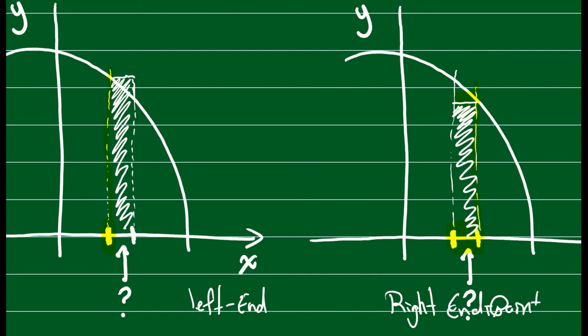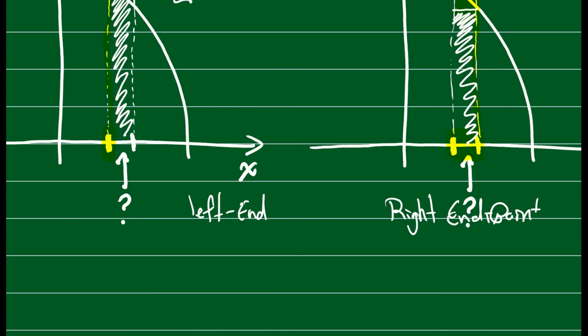And if you can observe, if I use this type of rectangles, I will get an underestimate, but if I use this type of rectangles, I will get an overestimate. And that is what we refer to as an upper sum or a lower sum of a plane region. But for our purposes, we're going to be referring to it as the left endpoint or the right endpoint.